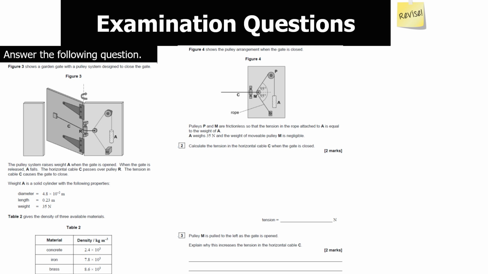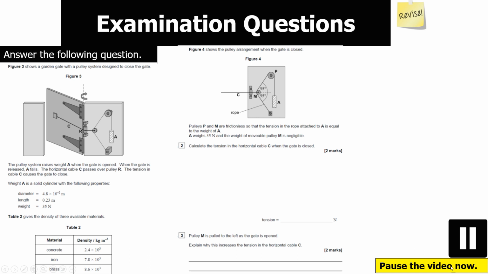The next question says, figure 4 shows the pulley arrangement when the gate is closed. Pulleys P and M are frictionless, so that the tension in the rope attached to A is equal to the weight of A. A weighs 35 newtons and the weight of the movable pulley M is negligible. Calculate the tension in the horizontal cable when the gate is closed. Pulley M is pulled to the left as the gate is opened. Explain why this increases the tension in horizontal cable C. So pause the video now. When you want to go through the answer, unpause the video.